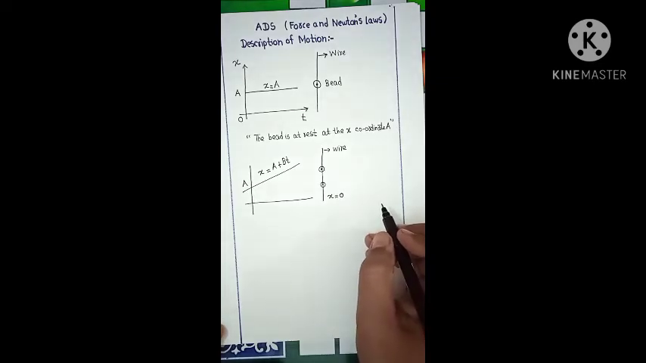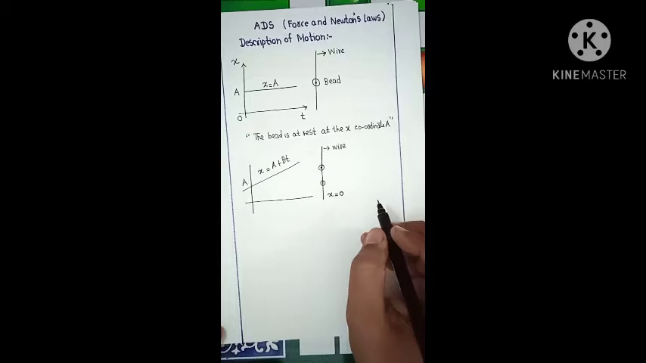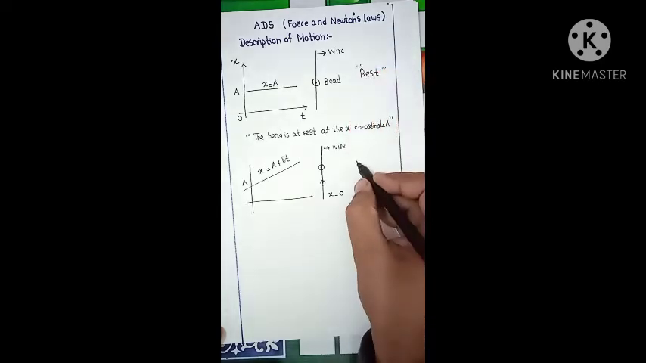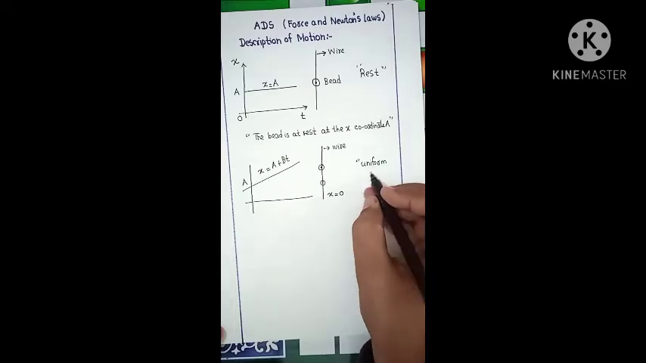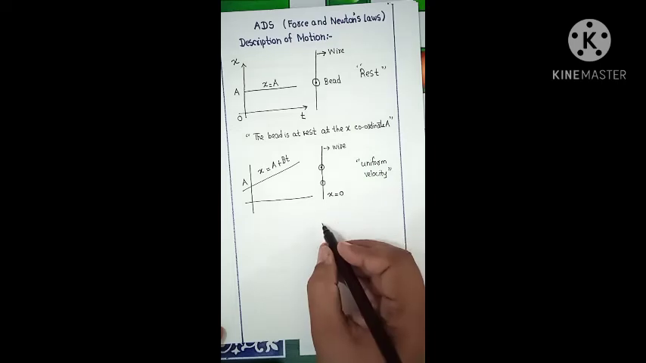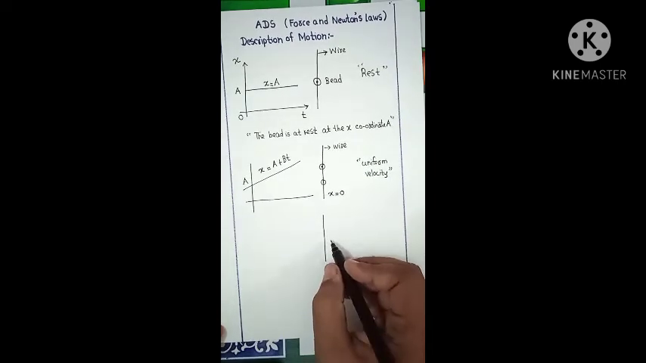b is the constant speed, t is the time interval, a is the coordinate. So this is the case for uniform motion. This is the case of rest. This is the case of a bead moving with uniform velocity.